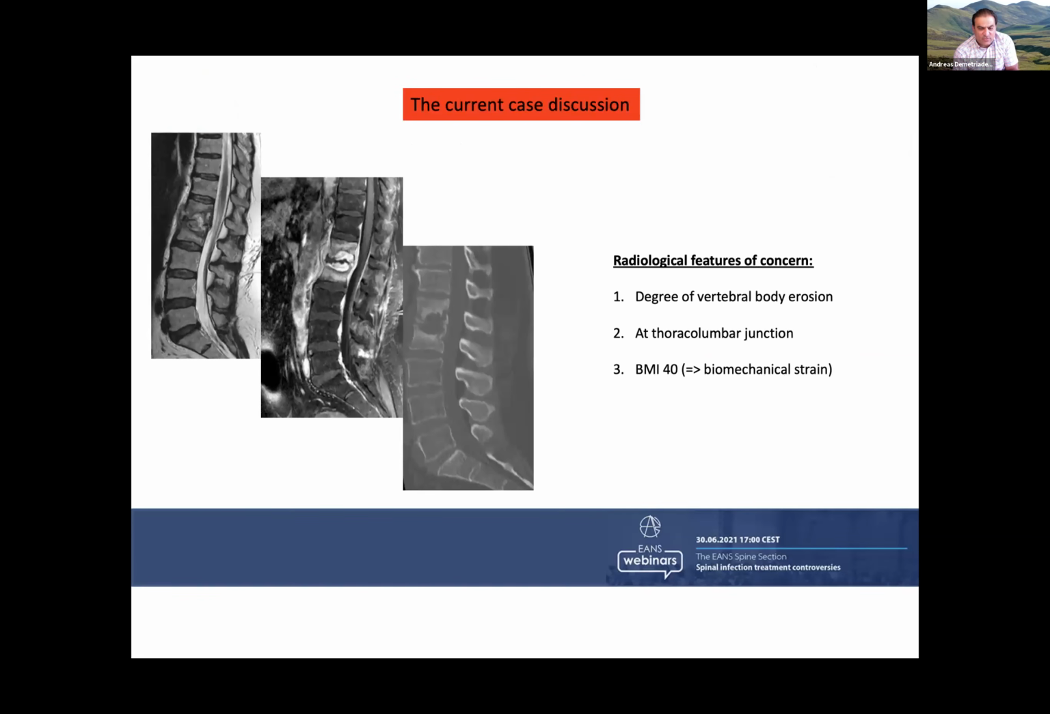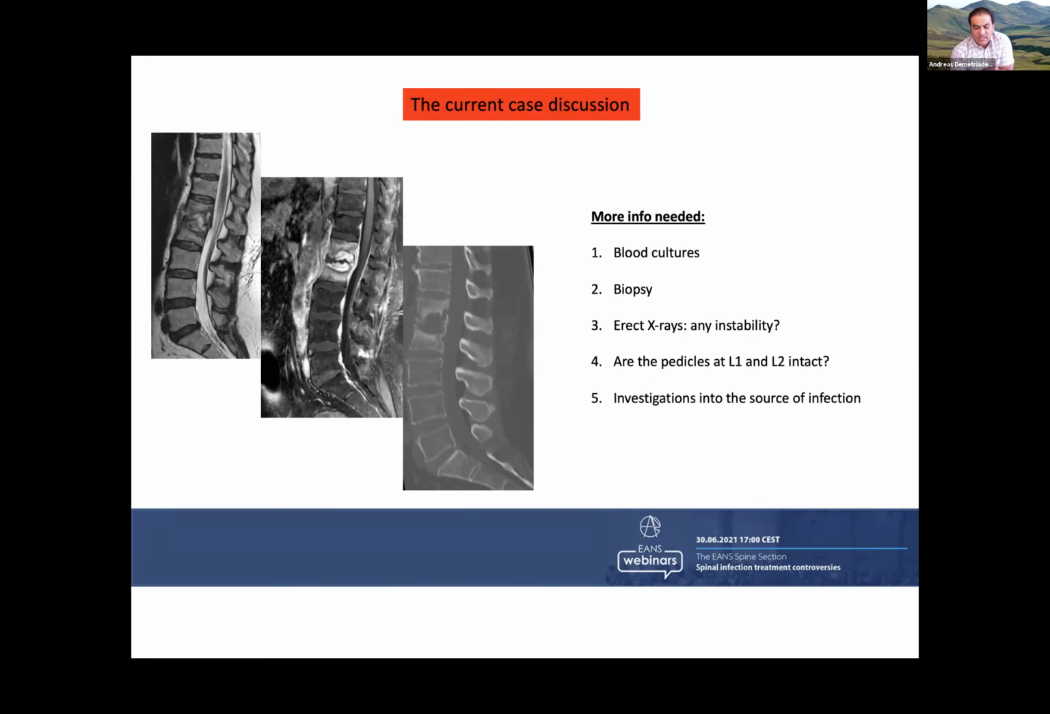I have to acknowledge the data that John has provided are excellent, and I agree with everything. In my opinion, this is not a clear-cut case of conservative treatment because of the 3 points I am highlighting. First of all, the degree of vertebral body erosion is a lot, and it's at the thoracolumbar junction, and the patient has a high BMI, so we have a high risk of kyphotic biomechanical strain. So this is not the best case for conservative treatment. However, it is not wrong to do so, in my opinion.